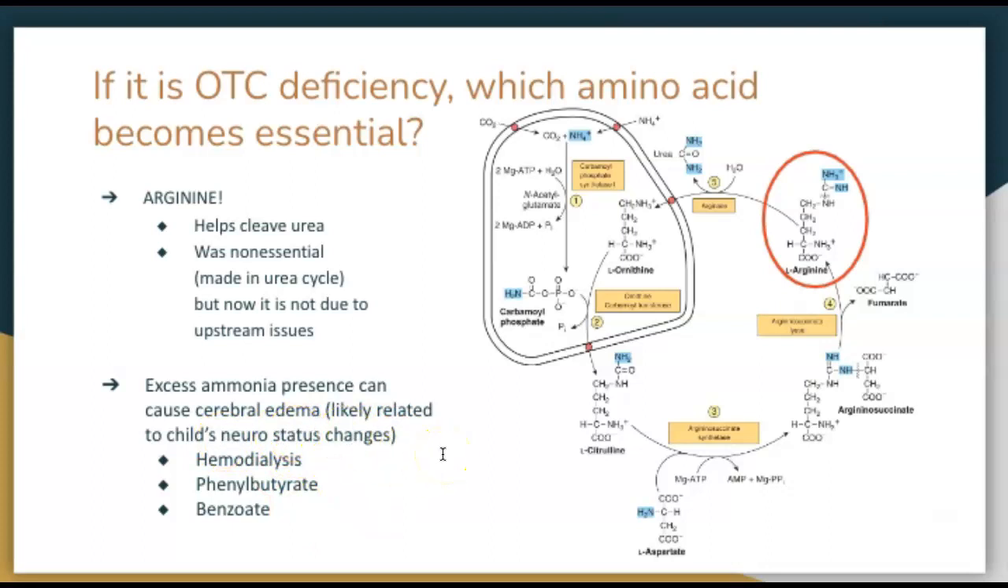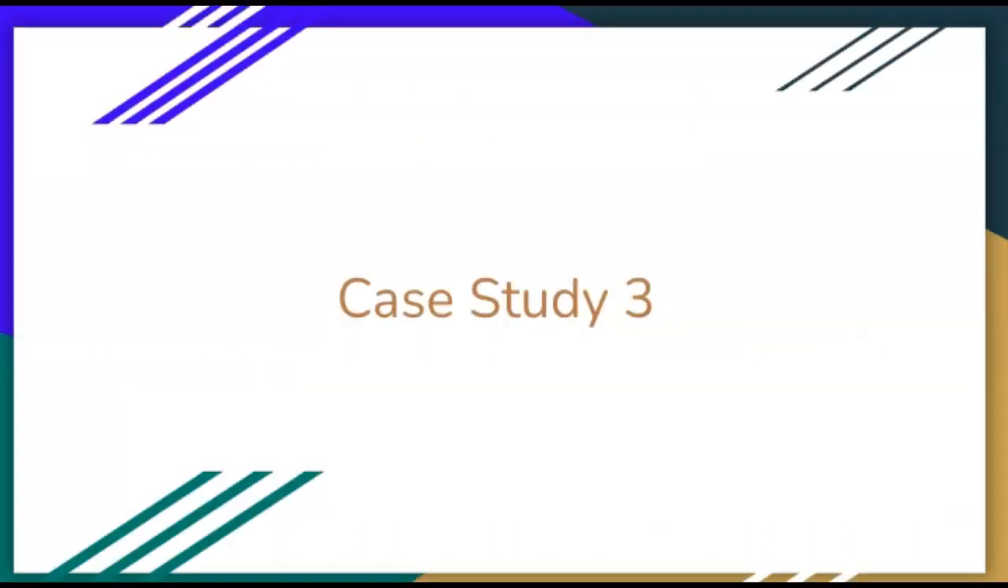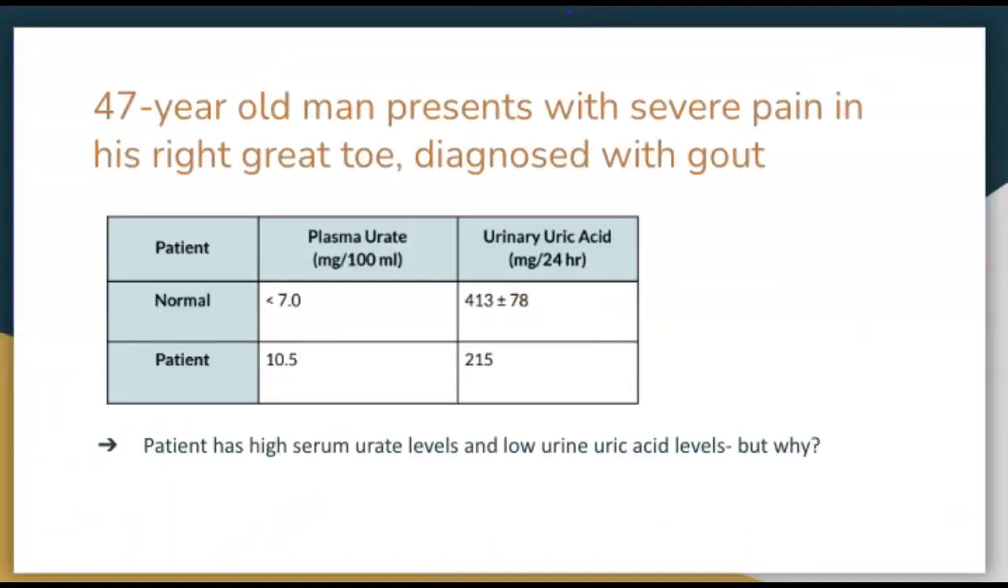I also talked about in my paper that excess ammonia presence can cause cerebral edema, which is likely the case with the child. So hemodialysis to help filter out that excess ammonia, and then benzoate and phenylbutyrate can help bind to the excess nitrogen or the ammonia and help rid that of the body to help with the neurologic side effects of this one.